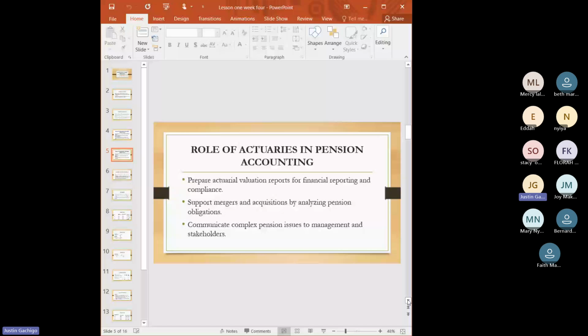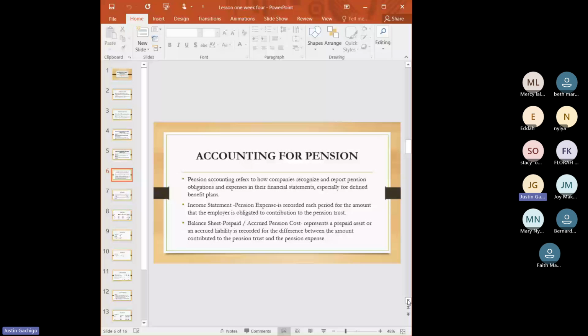Now, let us come to the issue which is dear to our heart, that is accounting for pension. Pension accounting refers to how companies recognize and report pension obligations and expenses in their financial statements, especially for defined benefit plans.